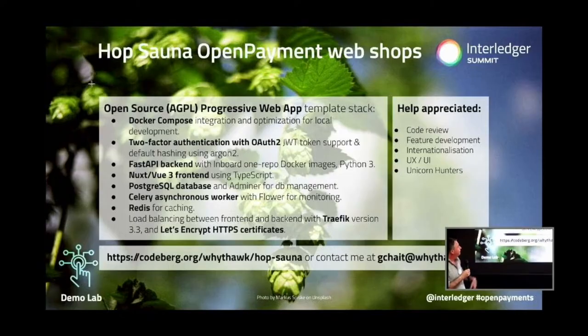So, stuff I need: code review. If anybody wants to come in and help me develop more features, more internationalization, more languages, UX UI. I'm terrible at UX UI, so if anybody says to me, Gavin, your designs are awful, please can I help you? This needs to be taken out and shot. I'm perfectly happy to hear that. And I need unicorn hunters, people who want to kill Uber, people who want to kill Amazon, people who want to kill eBay, Kickstarter. Hunt these unicorns, take their stuff and distribute it to the people.